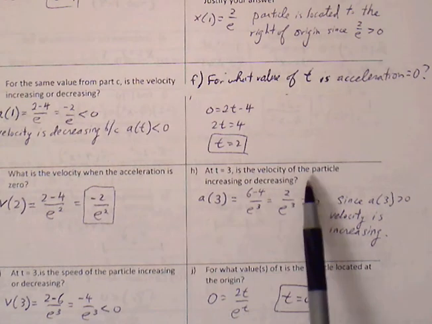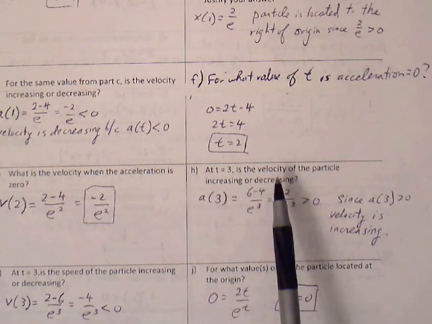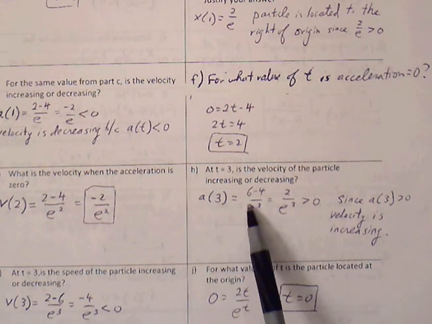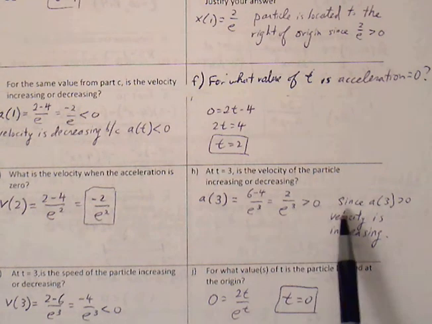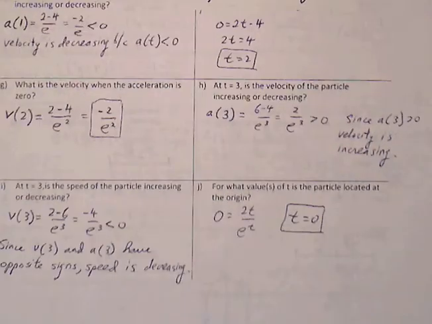At t equals 3, is the velocity of the particle increasing or decreasing? Again, this is talking about acceleration. So plug 3 into the acceleration, and we see we get a positive value, which means that velocity is increasing at that moment in time.